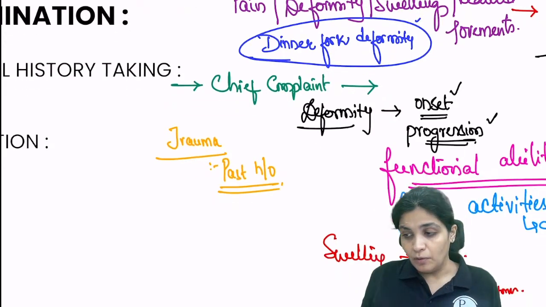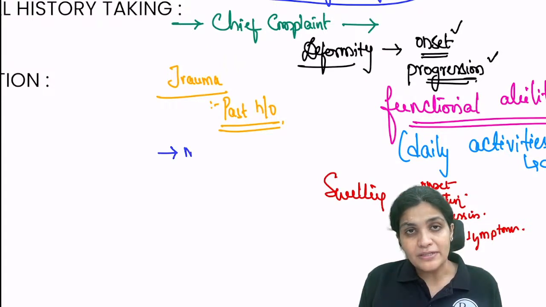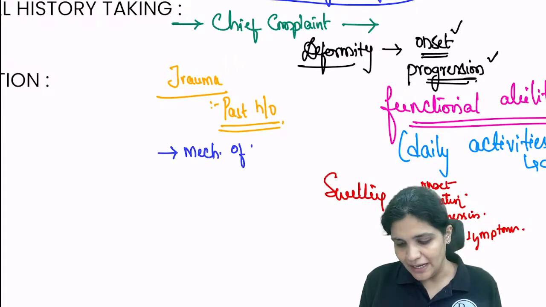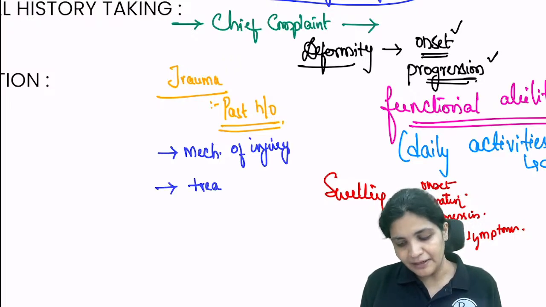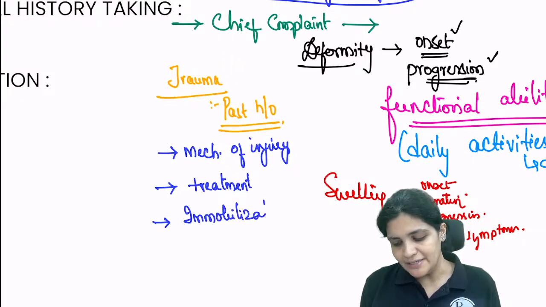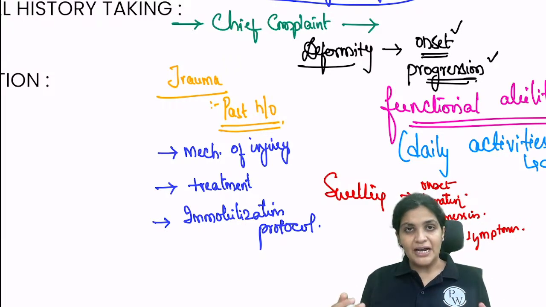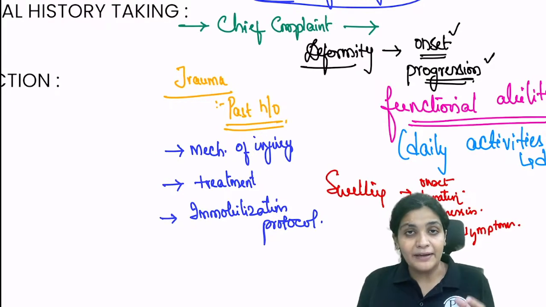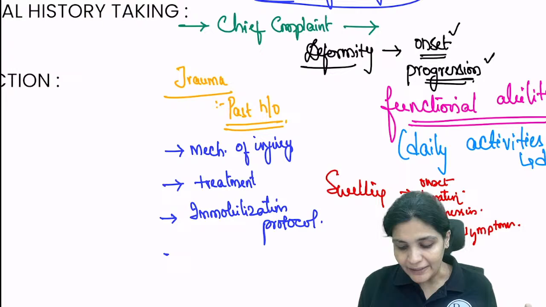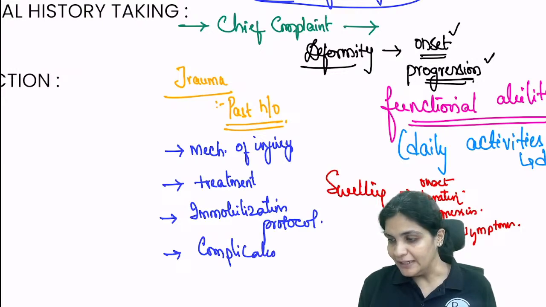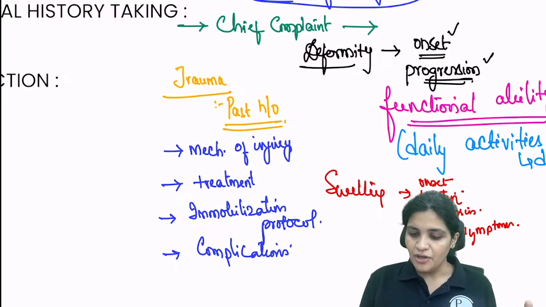So in that particular trauma, what will you ask? You will ask what was the mechanism of injury, right? You will ask the mechanism of the injury, and then you will ask what was the initial treatment given to it. And then the very important thing you ask is your immobilization protocol. So this is called immobilization protocol. That means, was the limb completely immobilized, or when did you start? What was the treatment given to it? How long was it immobilized? So whether there were any complications associated with the treatments. So all these things you have to put together in your past, right? So this is about your history taking.